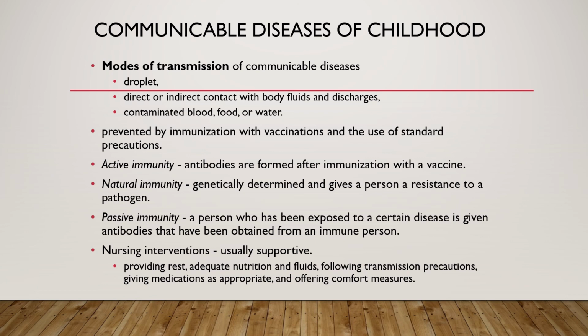In order to understand and have a common language, I would like to define a few elements. We define active immunity as that immunity that is acquired after receiving a vaccination, through an immunization with a vaccine. We call natural immunity that which is genetically determined, and it gives a person a resistance to a pathogen, or that is acquired through encountering a disease. And we have the passive immunity. It's that immunity that a person who encounters a disease is provided by receiving antibodies from an immune person.